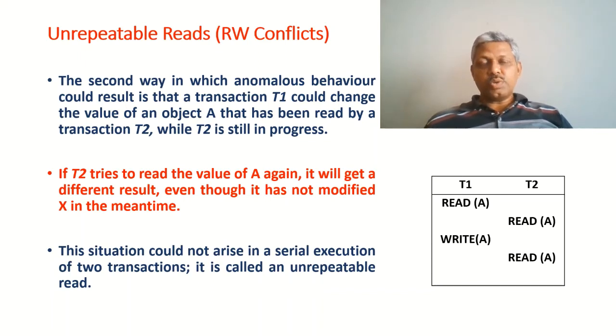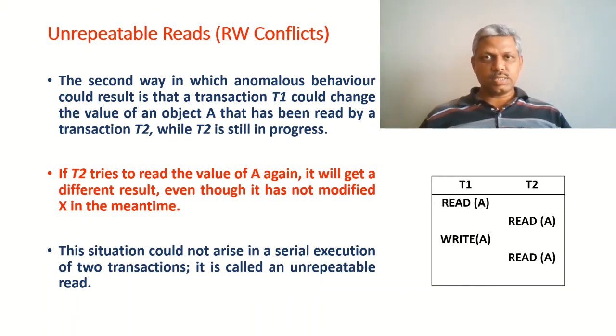Whereas if T2 repeats the read action again, in between, the write operation on A has been performed by T1, so the value of A is modified. Now in this situation, if transaction T2 repeats the read action twice, it gets two different values. That is the inconsistency here. This is called unrepeatable read. That means a transaction cannot repeat the read and get the same value, even without modifying it. That is the inconsistency in this case.